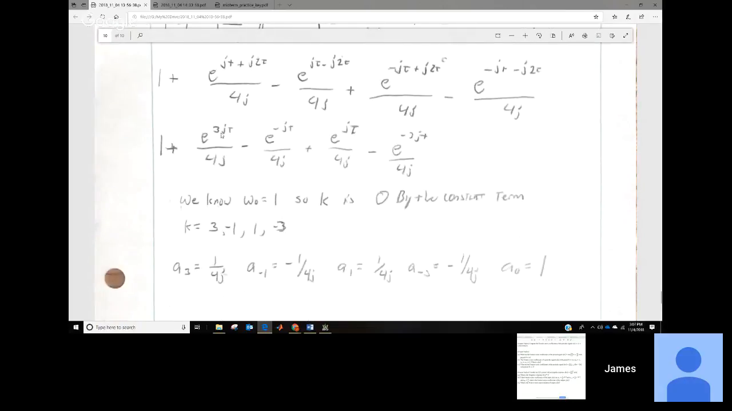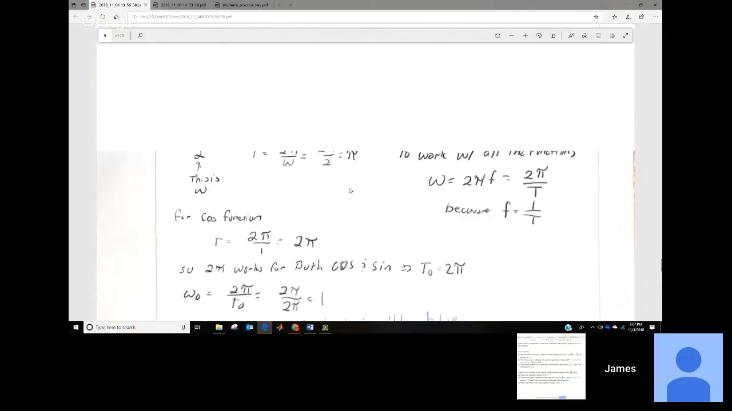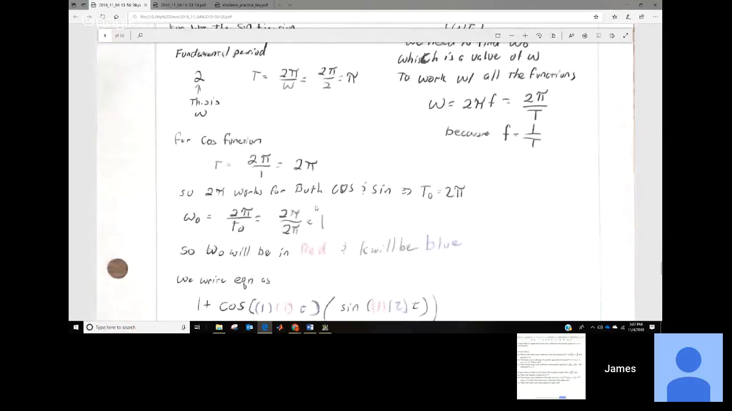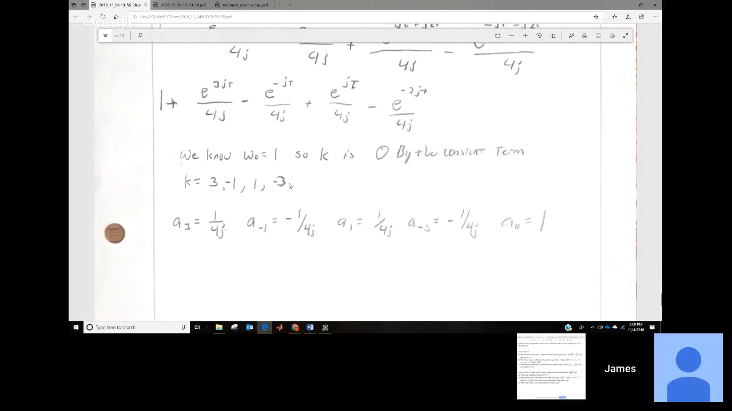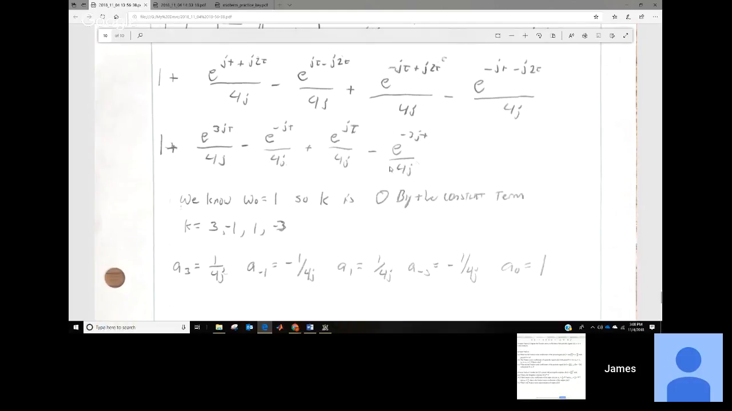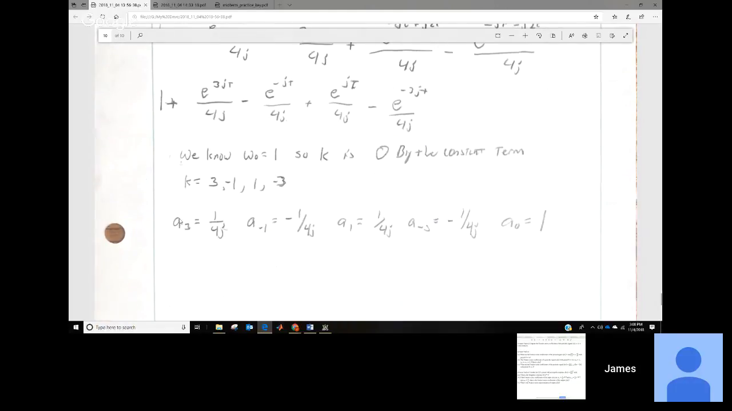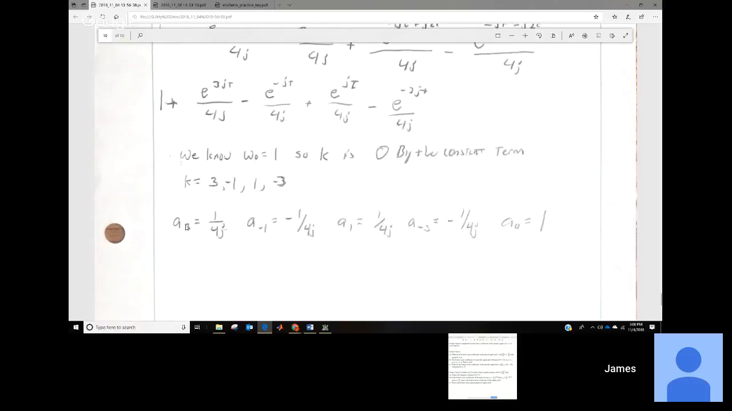And now we know that the omega naught is 1, so that we know that k is just these coefficients. So omega naught was 1 from way back up here. The coefficients on the exponents have to be k. So now we plug those in. We know we have our A3 term.